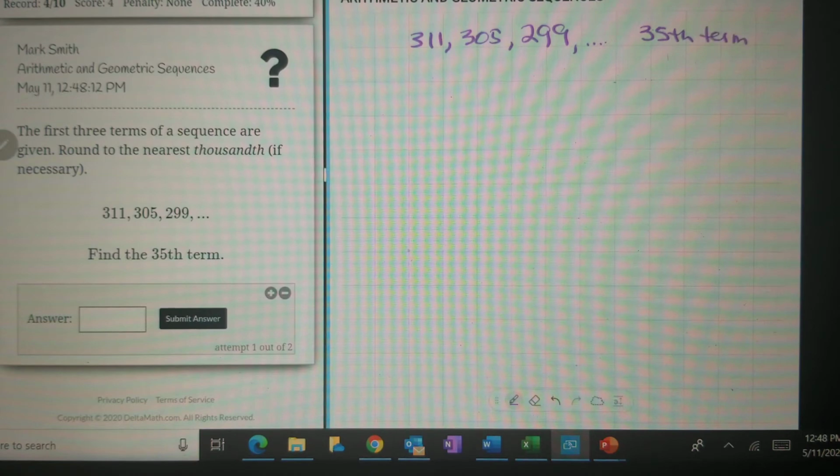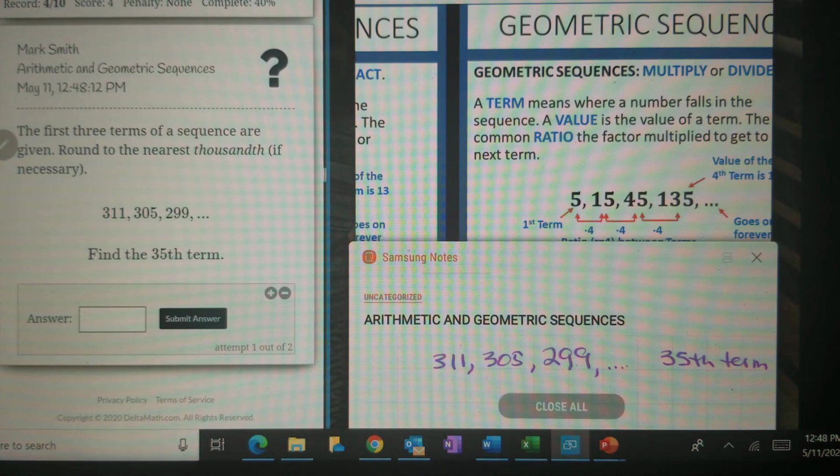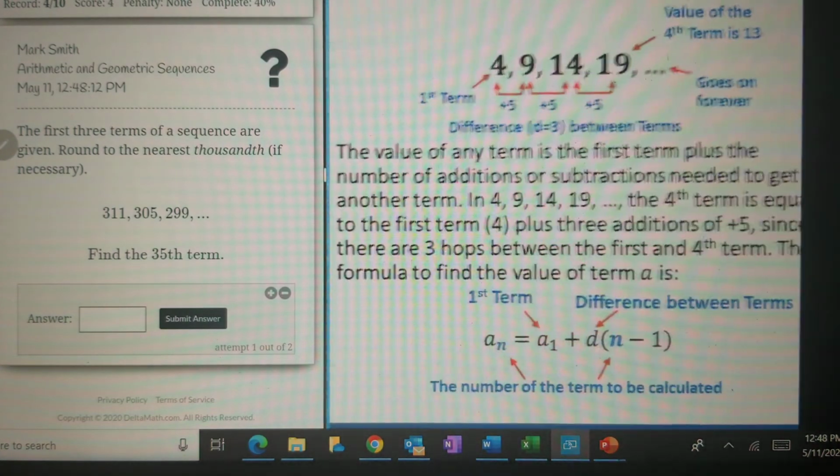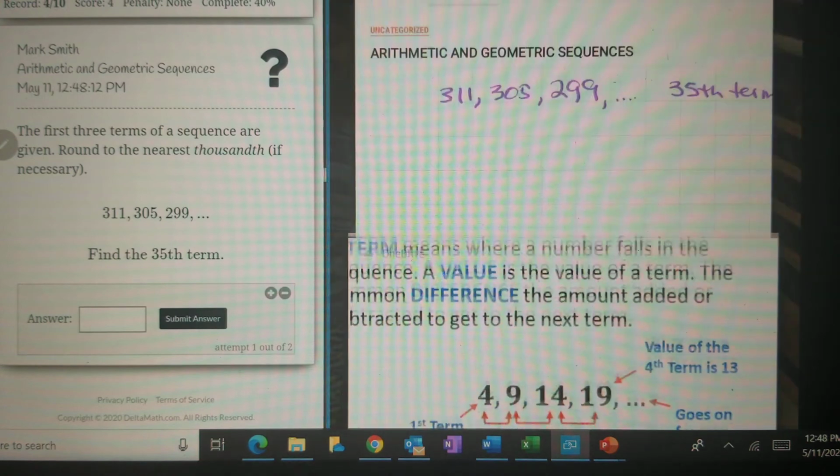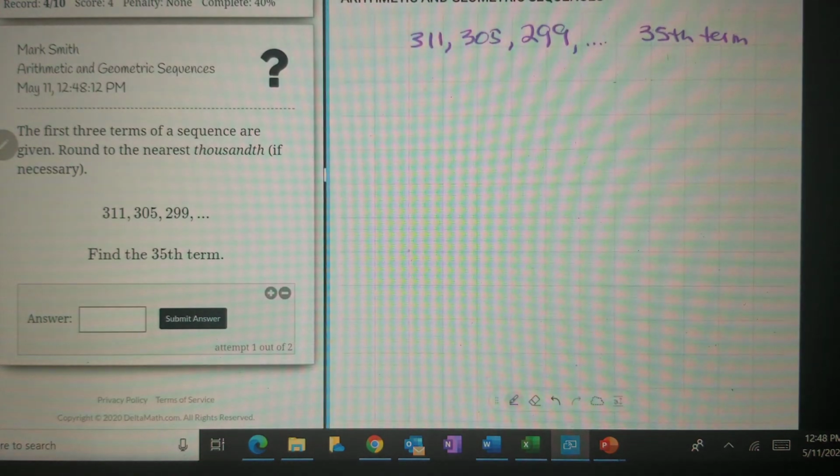Okay, so we're going to use a formula that is right here for these at the bottom. Okay, and so in this case, the formula says to find the 35th term. All right, so that's our 35 goes right there. That's going to be equal to the first term plus the difference times 35 minus 1. All right, so there's our 35 goes right in here. All right, now we just need to know, here's our first term, and this is the difference.